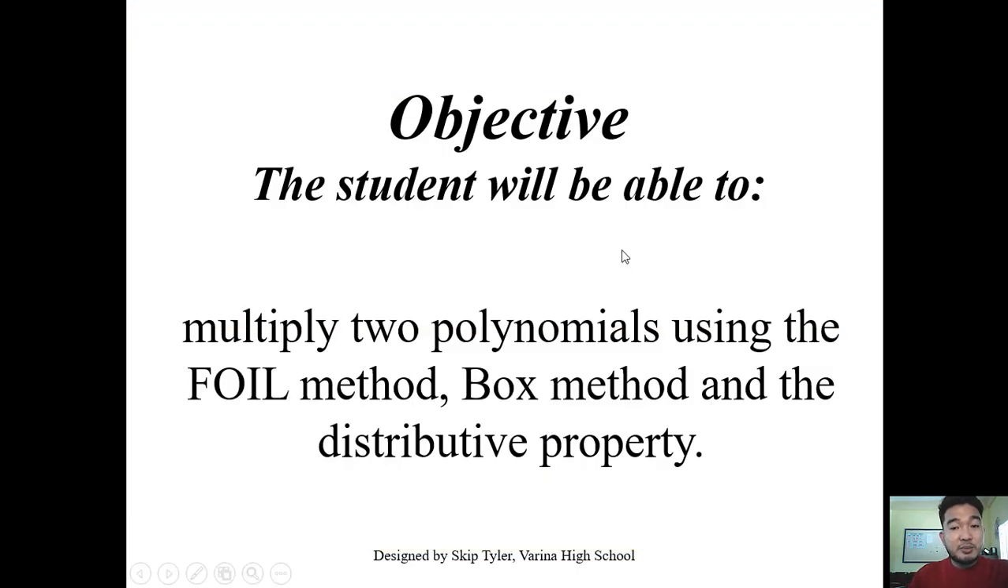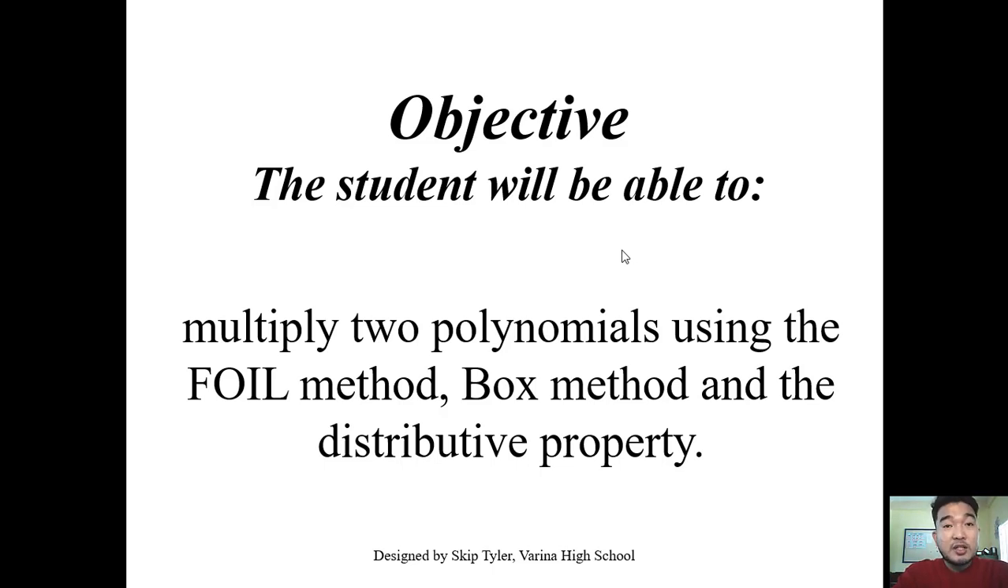Let us first state the objective of this presentation. By the way, this presentation was designed by Skip Tyler of Varina High School. After viewing this video lesson, you'll be able to multiply two polynomials using the FOIL method.